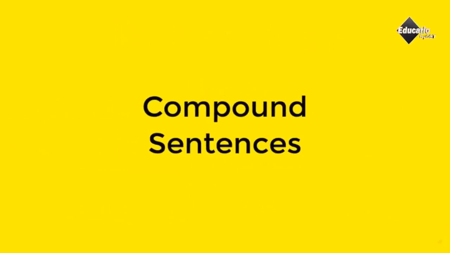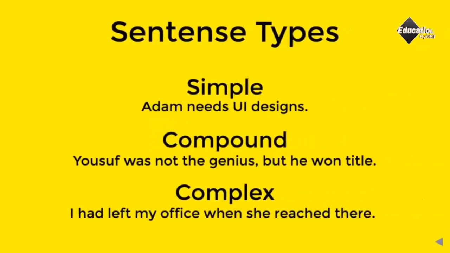So we are talking about the compound sentences. There are three types of sentences. The simple, which has one subject, one verb. A compound sentence that has two independent clauses.